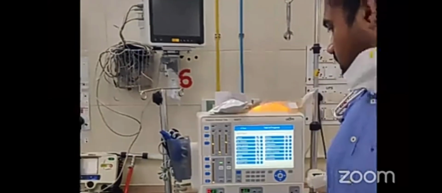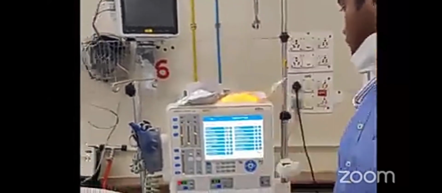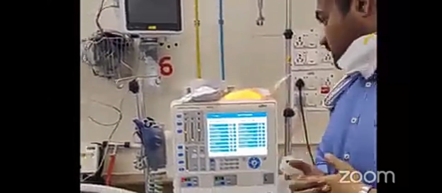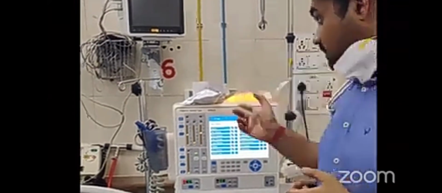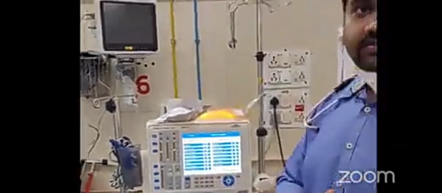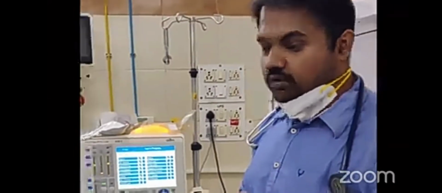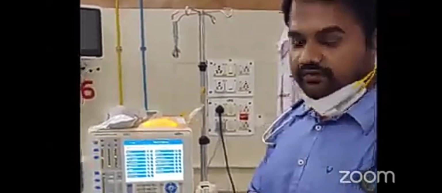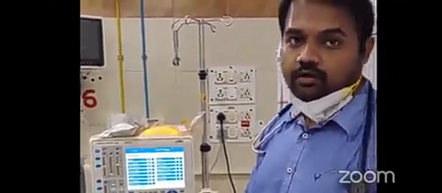So now, as you can see, this is almost about to get over the testing. Now this dialysis machine can be used for either intermittent hemodialysis or SLED. SLED is sustained low efficiency dialysis. The main difference is that SLED is used for hypotensive patients, critically ill patients who have very low BP or cannot tolerate normal dialysis.